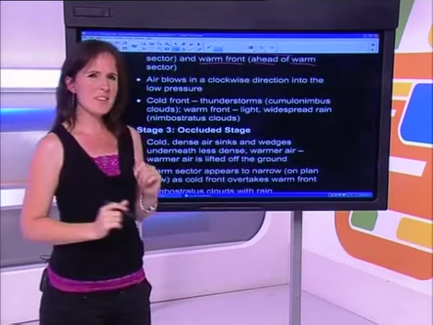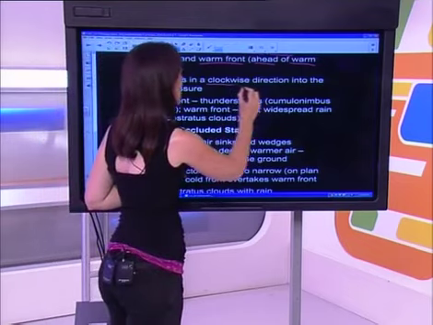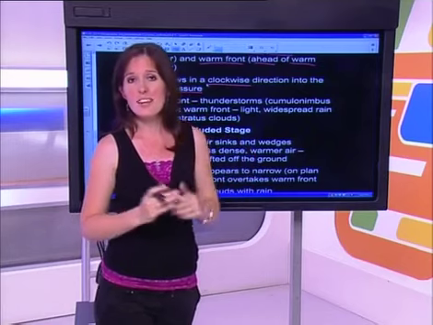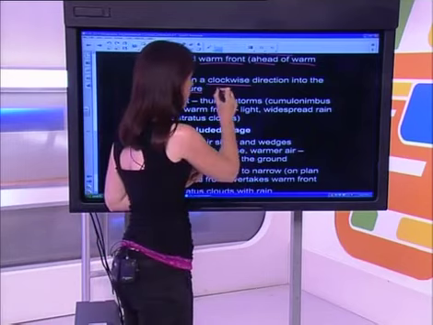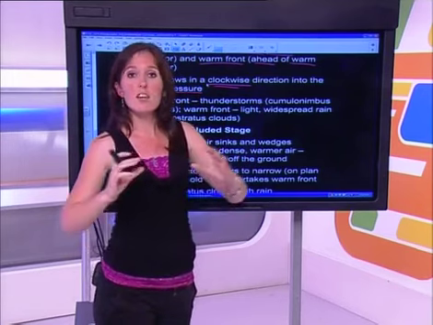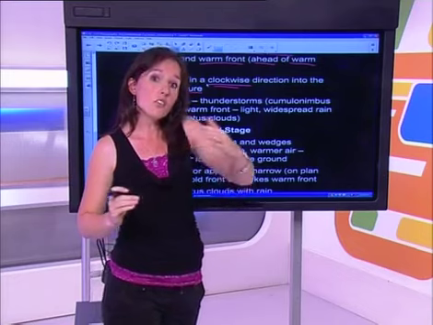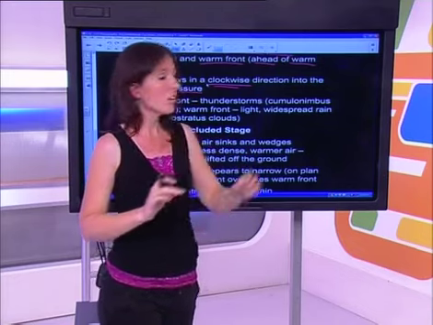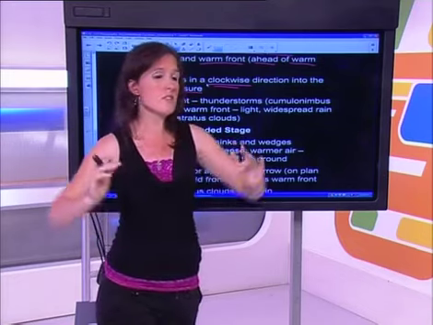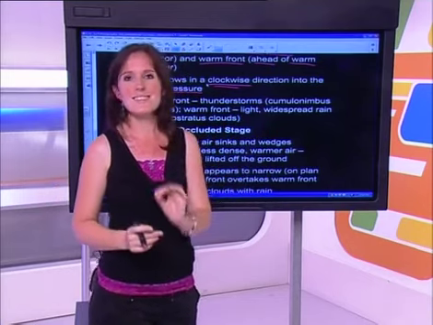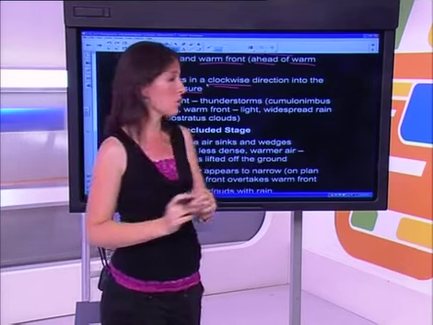This next point, where it says that air blows in a clockwise direction into the low pressure, you need to remember that the circulation for low pressure cells in the southern hemisphere is opposite to that of the northern hemisphere. So when we're talking about clockwise, remember that air blows clockwise into a low pressure cell in the southern hemisphere. If they ask you something about the northern hemisphere, characteristics of the low pressure are the same. The air is still converging, the air is still rising, but the air is now moving in an anti-clockwise direction. Very good to remember that.